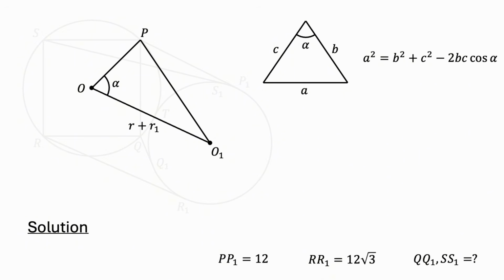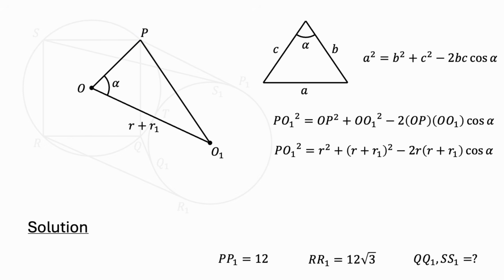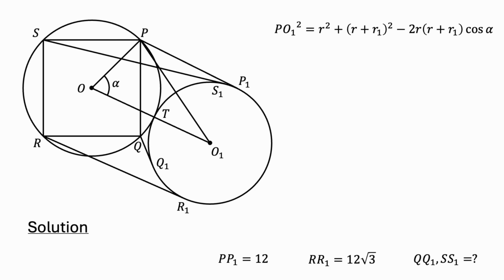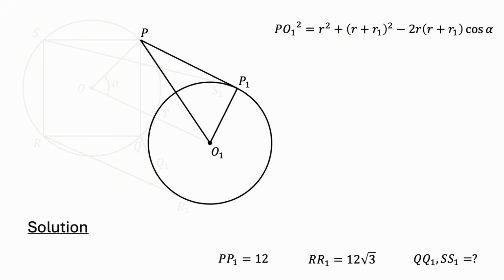Applying the law of cosines to triangle POO1 gives us PO1 squared equals OP squared plus OO1 squared minus 2 times OP times OO1 cosine alpha, or PO1 squared equals R squared plus (R plus R1) squared minus 2R times (R plus R1) times cosine alpha. Following this, connect O1 to P1 and then consider triangle PO1P1 and the second circle.